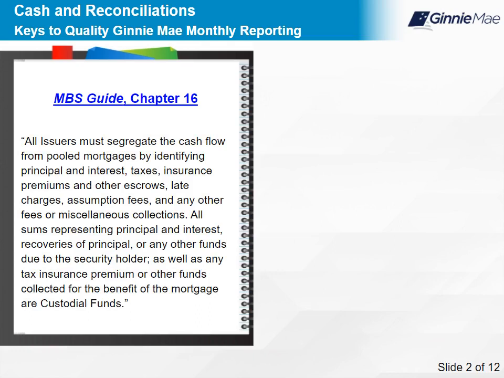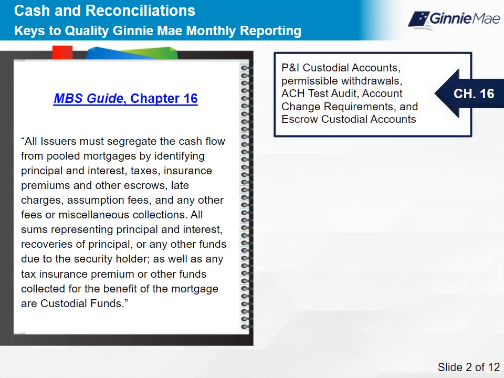As noted in the MBS Guide Chapter 16, all issuers must segregate the cash flow from pooled mortgages by identifying principal and interest, taxes, insurance premiums, and other escrows, late charges, assumption fees, and any other fees or miscellaneous collections. All sums representing principal and interest, recoveries of principal, or any other funds due to the security holder, as well as any tax, insurance premium, or other funds collected for the benefit of the mortgage are custodial funds.